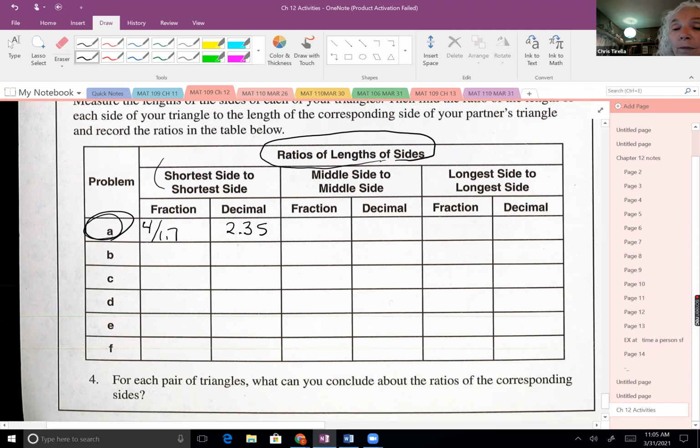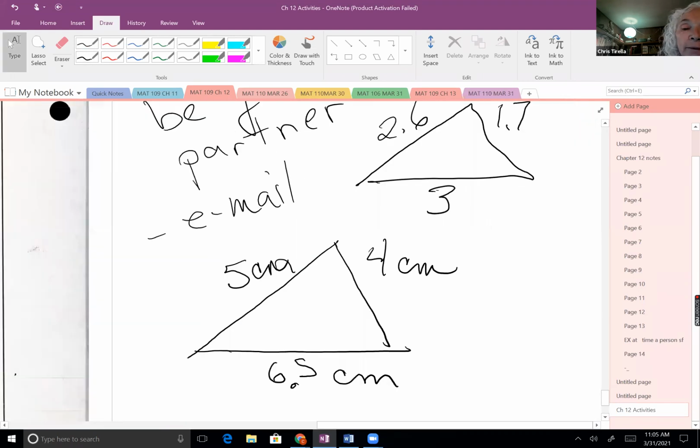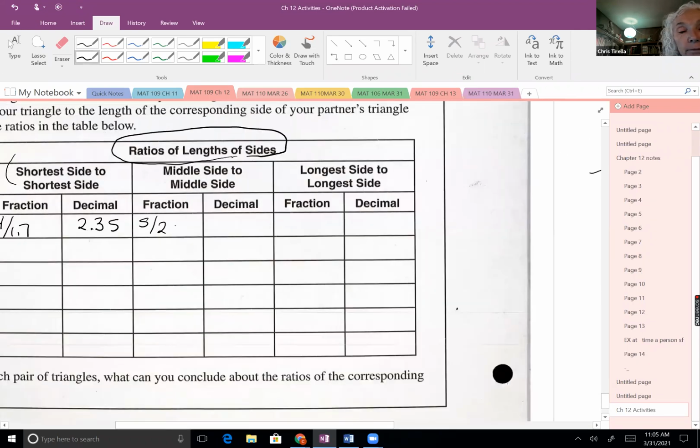Then for the middle sides, that fraction would be 5 over 2.6. And that decimal, 5 divided by 2.6, turns out to be 1.92. And then the last one was 6.5 centimeters over 3 centimeters. When I take that 6.5 and divide it by 3, what I get would round to 2.17. So they're not exactly equal, but they're close. They're all close to about 2.